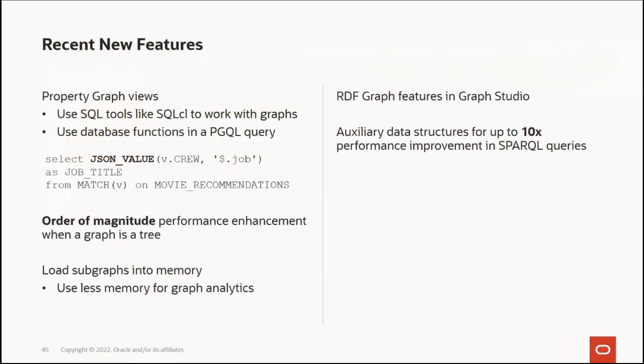And just to, again, close with a few recent new features to show. So monthly, we update Graph Studio in the autonomous database. And some of the recent new features: property graph views was introduced several months ago, I think a year ago at this point. And we are adding more and more SQL tooling to make it easy to work with graphs. You can also use database functions in your graph query. Like if you have a JSON property value in your graph, you can query that using JSON value functions.